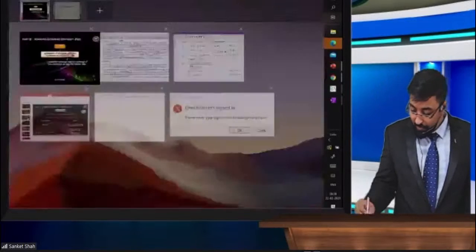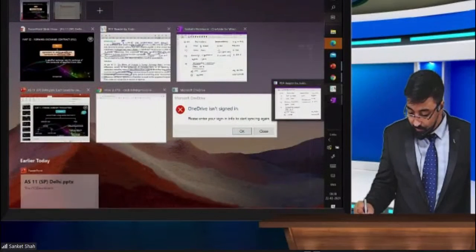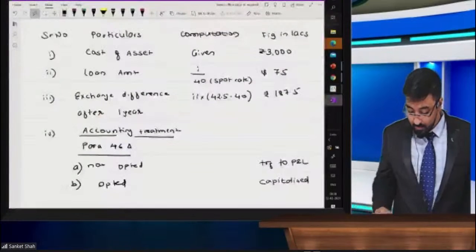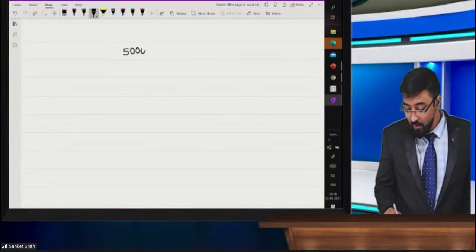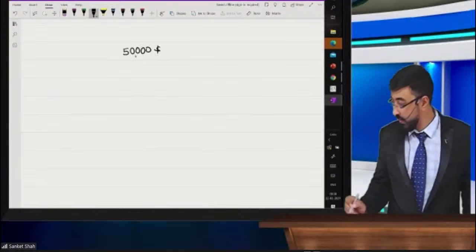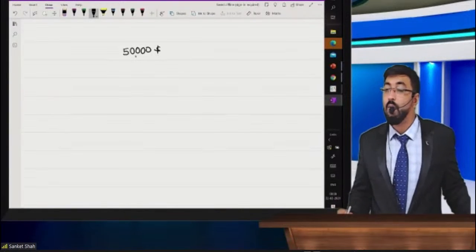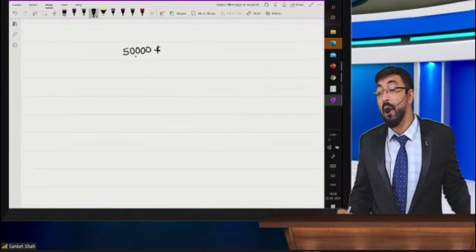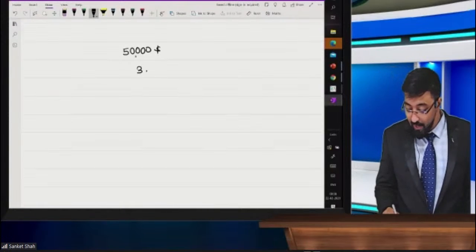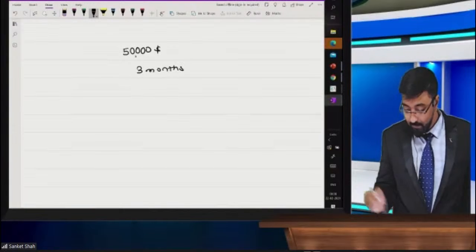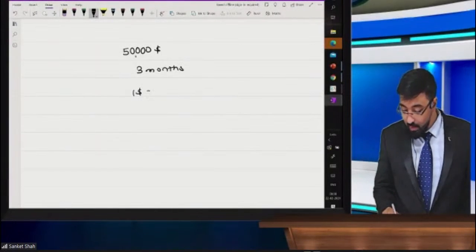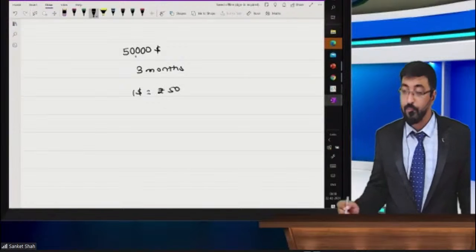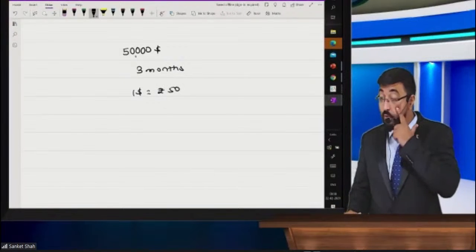Remember, suppose I bought one asset of $50,000. Assume I want to pay after 3 months. Today's rate, $1 is equal to rupees 50.